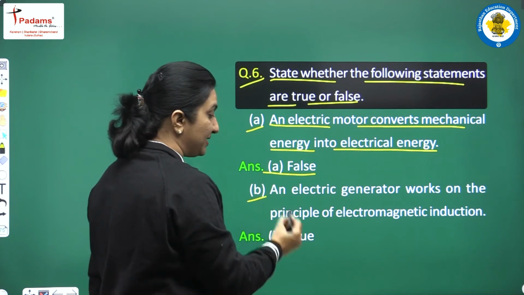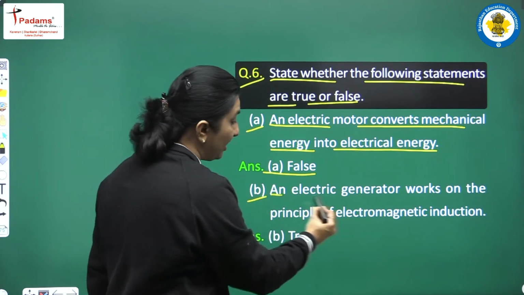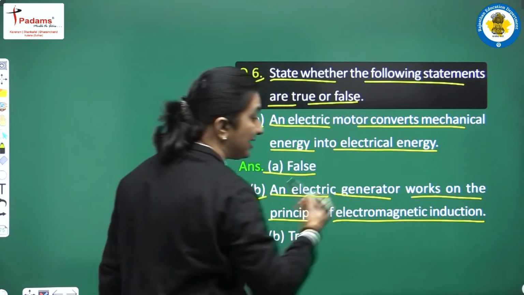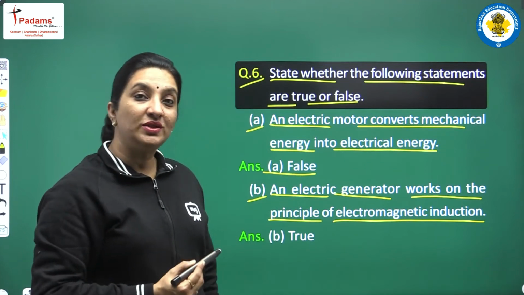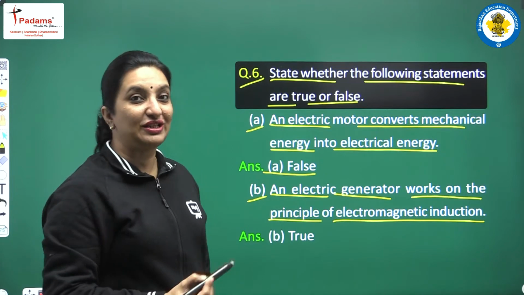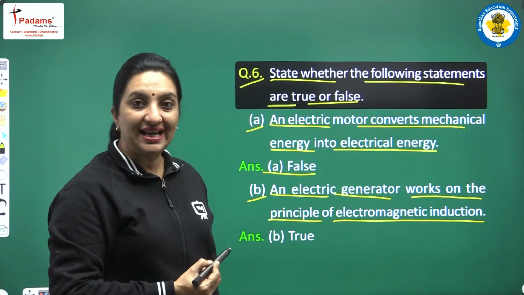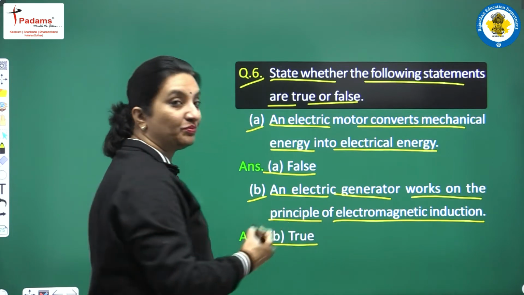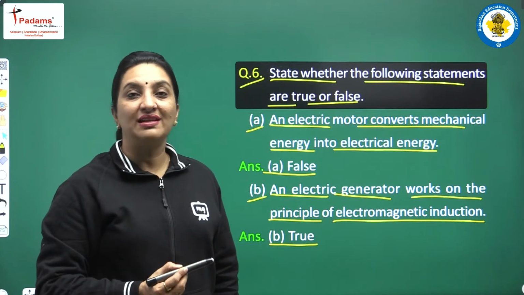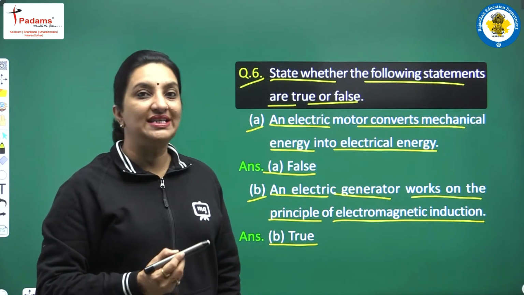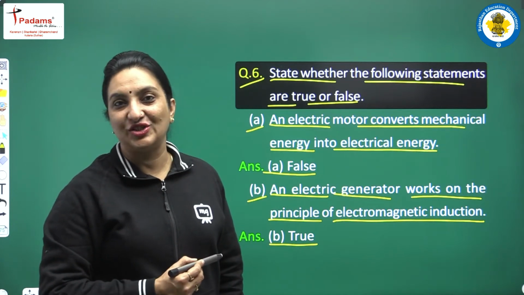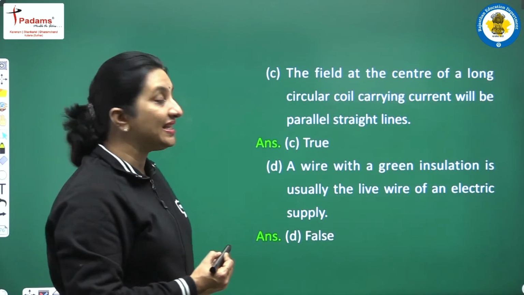Now let's see the next statement, statement B. An electric generator works on the principle of electromagnetic induction. Now students, we know that the principle of electric generator is electromagnetic induction. So here this statement is correct. So we will write true. The B statement is true because the electric generator, let it be an AC generator or a DC generator, both work on the principle of electromagnetic induction. Right students? Now let's see the next statement.